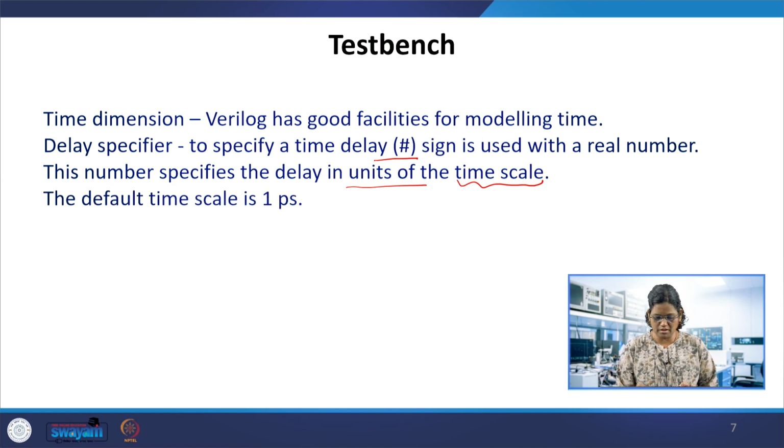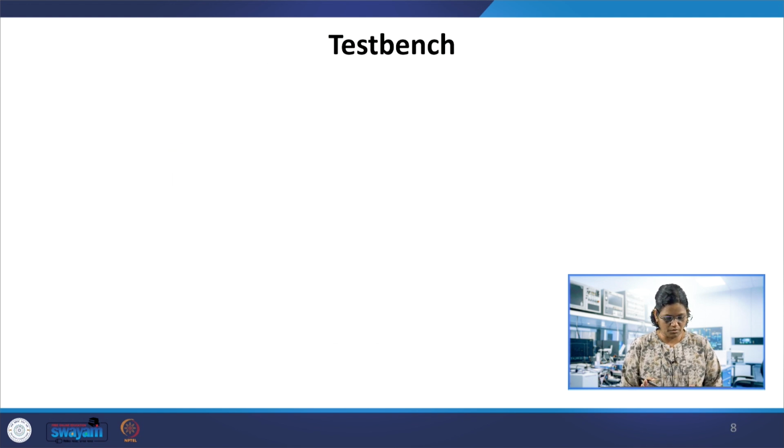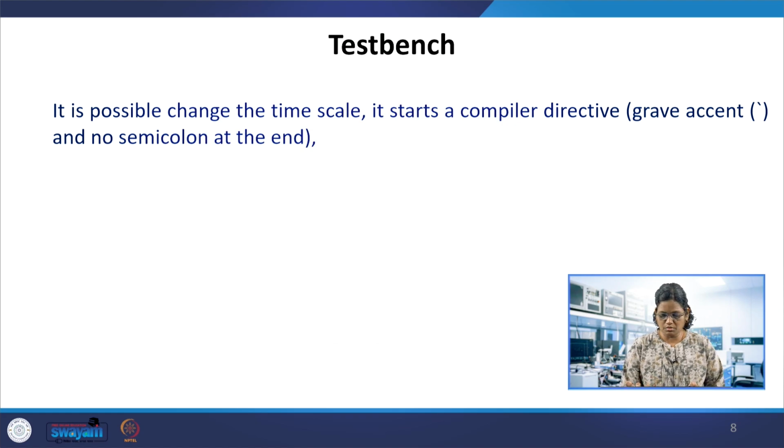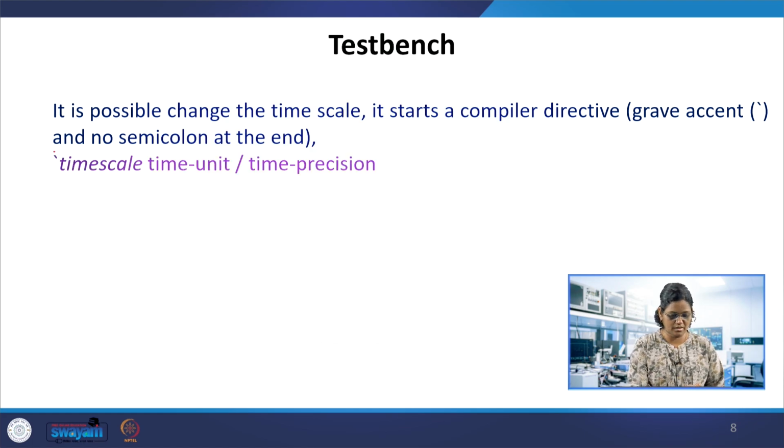When we say the time scale, the default time scale is 1 picosecond, but this can be changed in the test bench using a compiler directive. The compiler directive is `timescale. It starts with the grave accent, and timescale is the keyword, and it mentions the time unit in the test bench and the time precision, or the precision in which it is being handled.